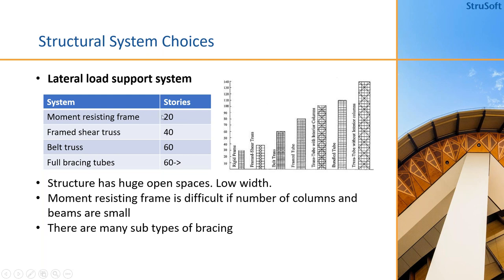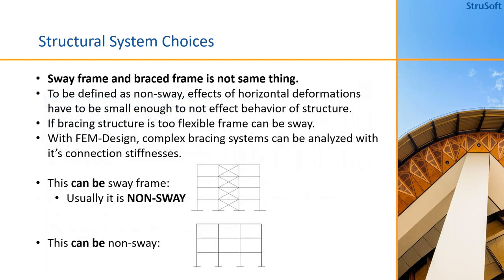That's why it usually says that you can make 20 story high buildings with moment resisting frames, but it only applies to traditional office buildings and residential buildings. With this hall type building, you are limited to something like 8 or 5 stories, and even then it's really difficult. Usually they are like 2 stories high, and after that it has to be a braced frame. But anyway, if you design normal buildings, this is a good rule of thumb for how you design your lateral load support system. And there are many subtypes of these bracings, but that is out of the scope of this presentation.